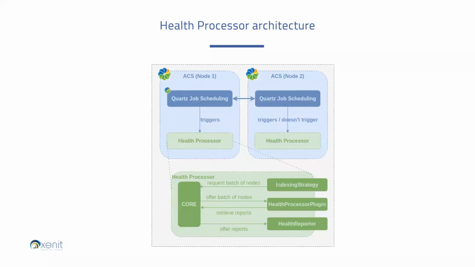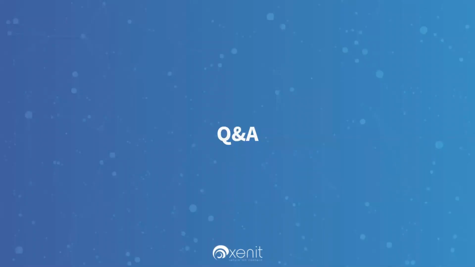This is the architecture. I will not go into detail here, but what you can see is that it plugs into the Quartz job scheduling of Alfresco, and then it will exchange nodes and information in batches to make sure that your Alfresco infrastructure is complete, and your indexes, your Solr indexes, for instance, are complete and correct. So that brings us to the Q&A.